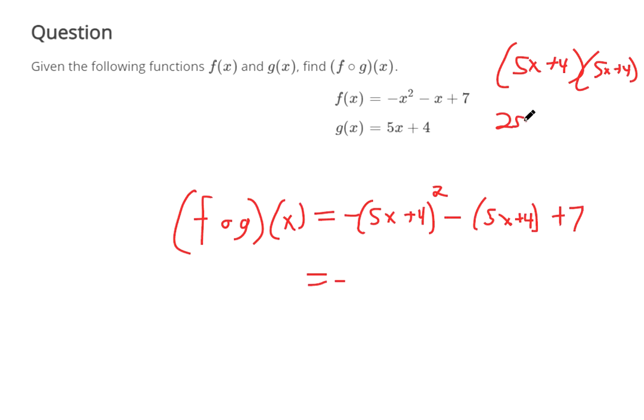So that's 25x squared plus 20x plus 20x. That's plus 40x plus 16. And so look, there's a negative sign on the outside of that parentheses, so I'm going to change all the signs of that squaring operation to negative, because the negative sign would distribute. And then distribute this minus sign.